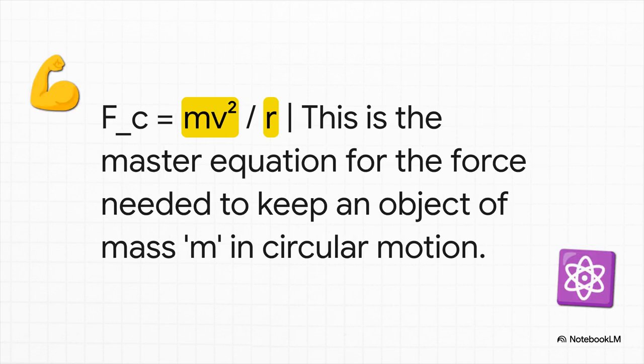Now, wherever there's acceleration, Newton's second law tells us there must be a force, F equals ma. So by plugging in our formula for centripetal acceleration, we get the master equation for the force needed to keep something moving in a circle. The centripetal force equals the object's mass times its velocity squared, all divided by the radius. This is it. This is the choreography of force written in the language of mathematics.